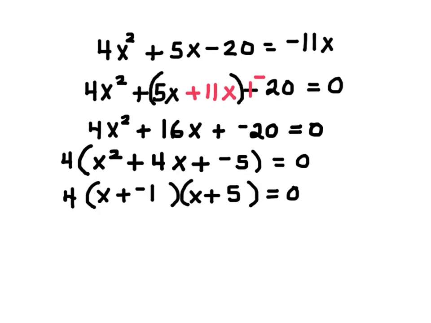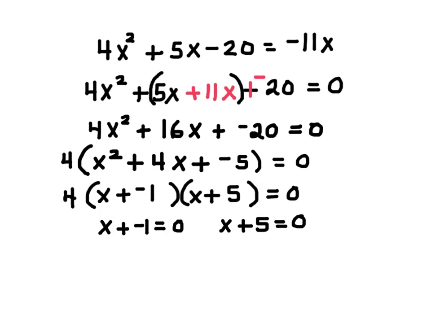Okay, so for this to be true then, the left-hand side must equal 0 if the right-hand side is 0. Well, 4 is not 0, but x plus a negative 1 could equal 0, which would cause the whole left-hand side to be 0 because multiplication by 0 is always 0. Or the x plus 5 could be 0. So one of two situations is true. Either x plus 1 is equal to 0, or x plus 5 is equal to 0.